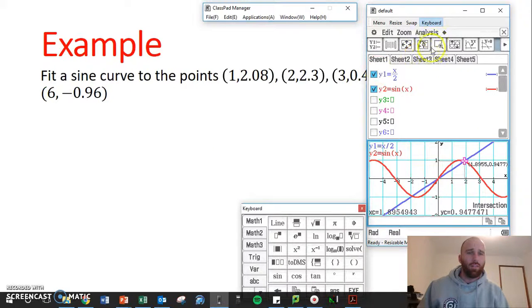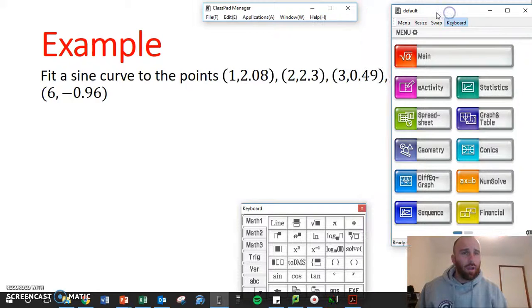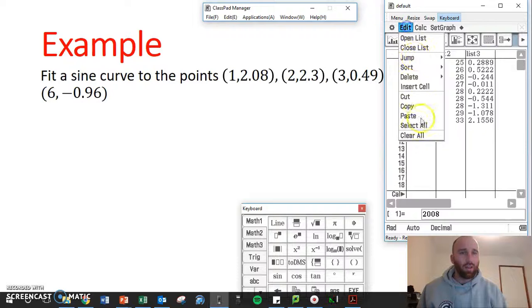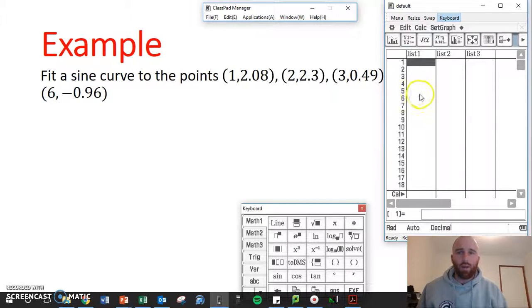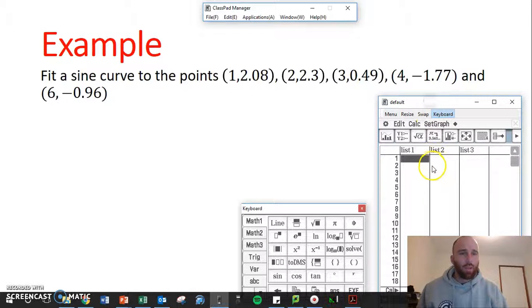This is going to be something a little bit different. I want everyone to go back to their calculator, their main screen, and go to statistics, because we're going to enter some statistics. I'm going to clear my previous page. We're going to enter those values in list 1. I'm going to enter the x's, so 1, 2, 3, 4, and 6. And then next to it in list 2, I'm going to enter my y values.